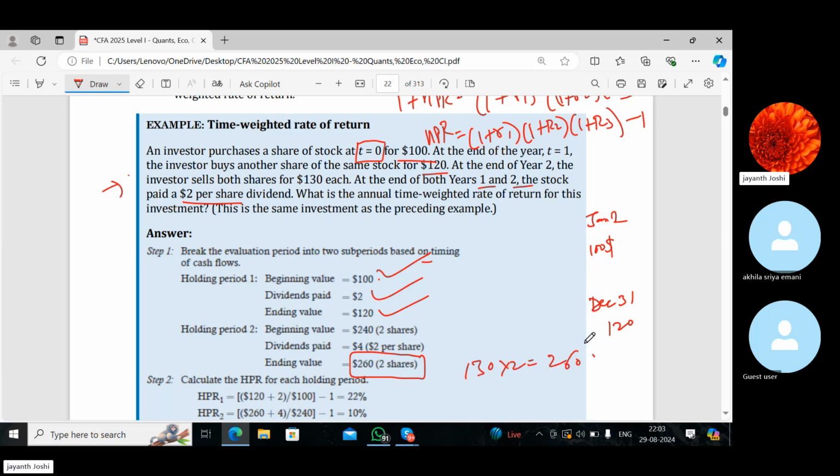The investor purchases a share of stock at the beginning of the period. At the end of the year, that is T1, the investor buys another share of stock for 120. At the end of year 2, the investor sells both the stocks. At the end of both the years, the stock paid a dividend. So the dividend is paid at the end of the first year and also at the end of the second year.